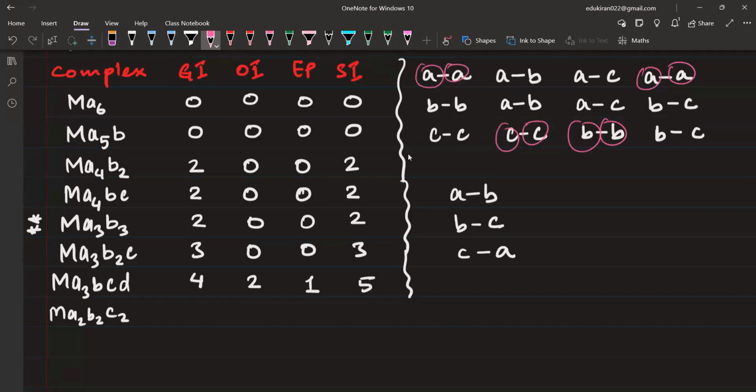But if you look at this structure here, A is opposite to B, different ligands. B opposite to C, different ligands. C opposite to A, different ligands. Let us look at the pairs. Now, do we have anything like AB? No. Do we have any pair like BC? No. Do we have any CA? No, we don't have. So this particular one will have an optical isomer. Okay, this case will have an optical isomer.